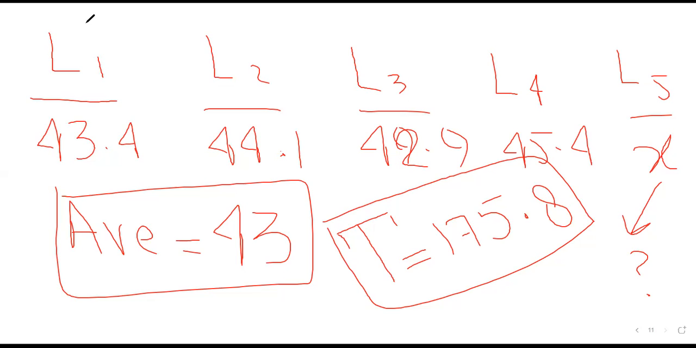39.2 is equal to X. X is equal to 39.2. Okay. One thing more: this total is given for the 4 laps. Your answer, what is your answer? 39.2. 39.2. Okay.